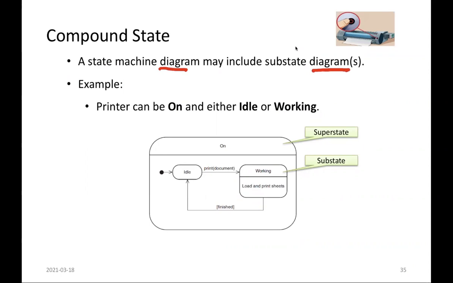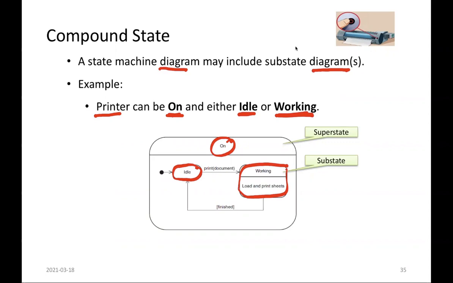Going back to the printer example, the printer could be on, but it could be on doing nothing, or it could be on actually doing a certain job. So within the state on, we do have other states. The first one is idle, and the second one is working. So there's a transition between those substates within the super state, which is on.